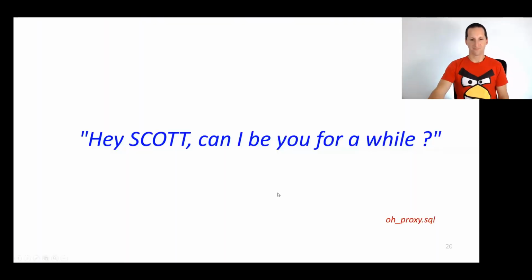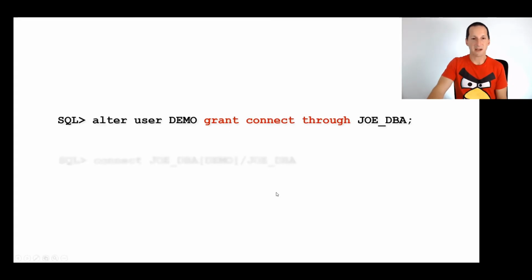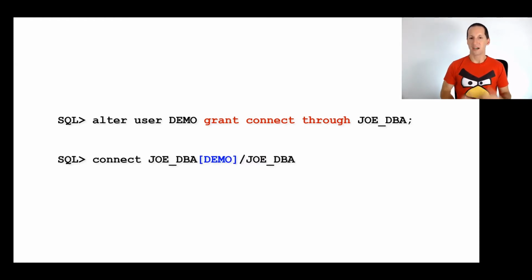Let's go back to our slideshow. So these are the commands, just to sum up this topic. It's very simple. It's alter user demo, grant connect through Joe DBA. So demo is the person we're going to ultimately be connected as, and Joe DBA is the guy that we're giving the privilege to do so, and that's the syntax. So I'm connecting with my Joe DBA username and my Joe DBA password. So I never use demo's password, and the demo goes in the square brackets. That's the person I'm going to be ultimately connecting as. So pretty cool.